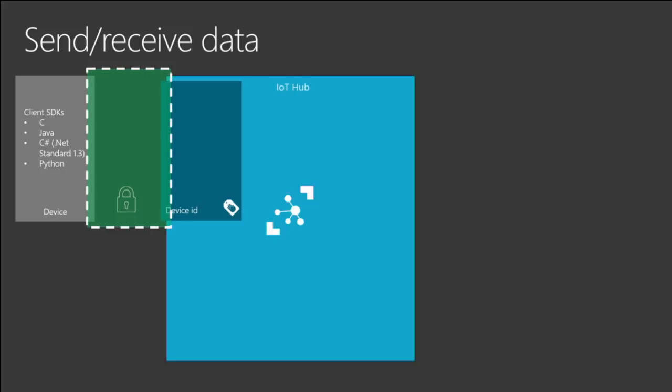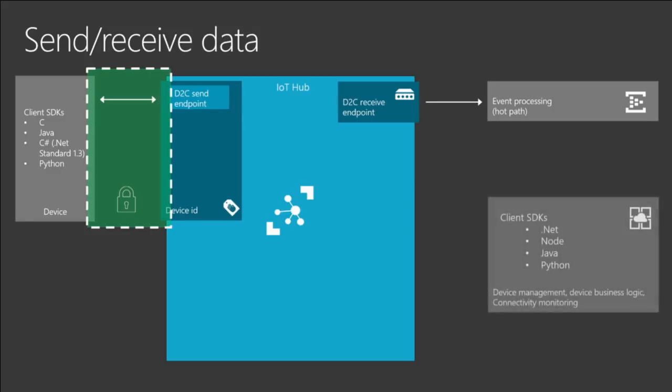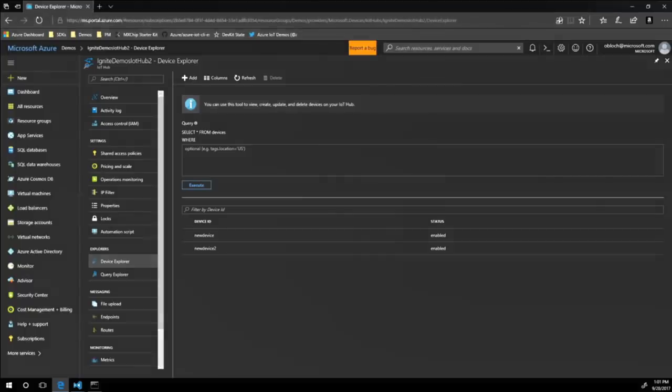Okay, now we have devices connected safely, or actually not yet connected. They are identifiable. And once that connection has been established over SSL, you can start communicating using the D2C endpoint, and you can talk back to the devices using the service SDKs. So let me show you rapidly how that looks.